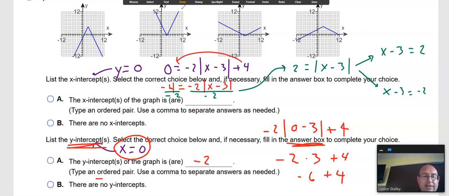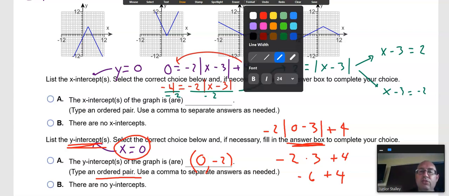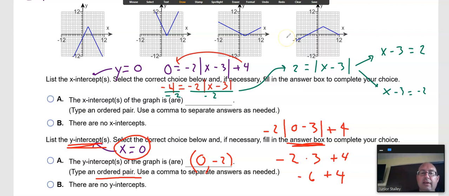Now, it does say type an ordered pair. So I guess we would need to back up and write the coordinate 0 for x, -2 for y. Okay, now that's the easy part. The other part is a little more complicated. Not too bad, actually, because you've already done this kind of thing.